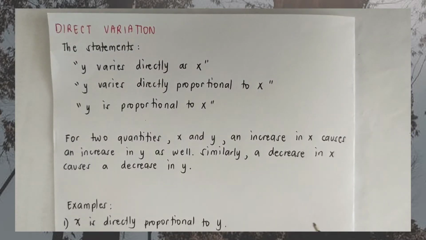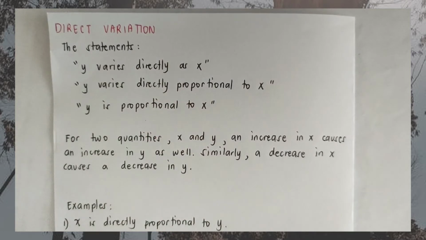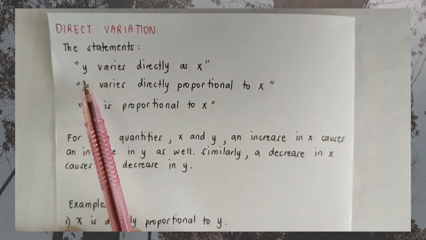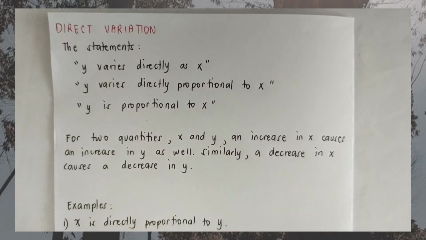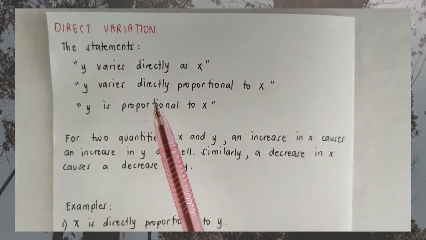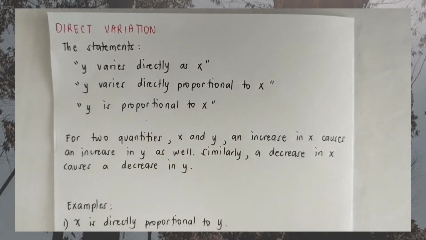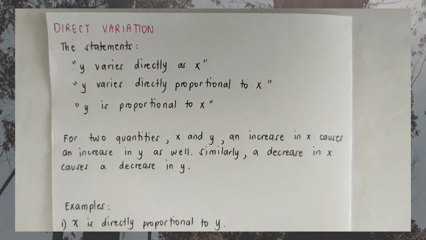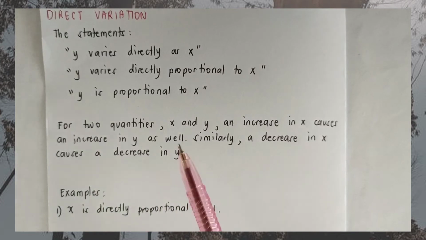Let us recall, when we say direct variation, we have 3 statements that will serve as a clue whenever we solve a problem. The statements will be y varies directly as x. It can also be y varies directly proportional to x, or it can be y is proportional to x. So remember, class, that for 2 quantities, x and y, an increase in x causes an increase in y as well. Similarly, a decrease in x causes a decrease in y.